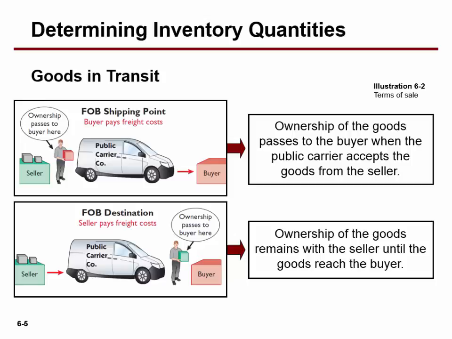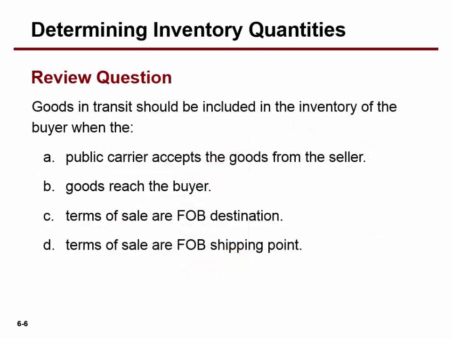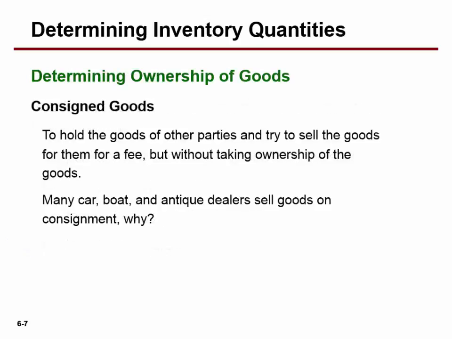Okay, so we talked about that a little bit last time. Any questions on that? No? Okay, good. So, goods in transit should be included in the inventory of the buyer when the terms are what? Free on board shipping point, right? That means that the buyer paid the freight, and those costs are going to be included in the inventory account, right? Okay, good. So that's just a review of what we talked about last time.